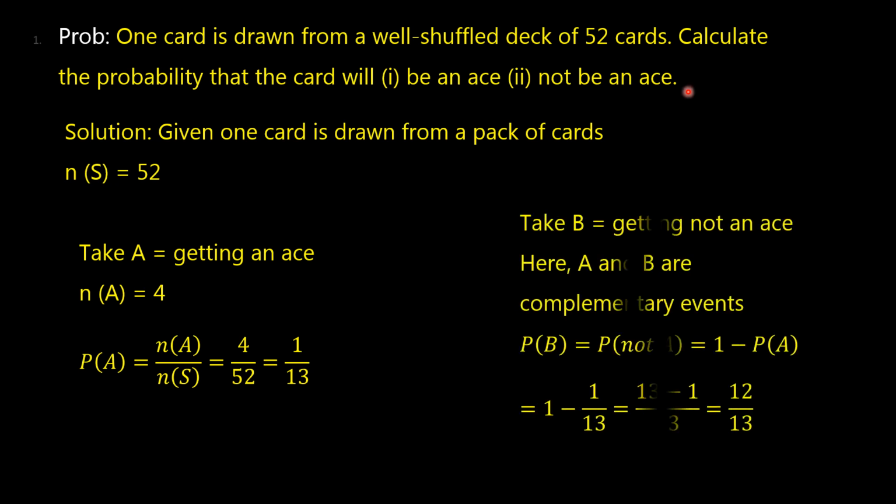Probability of getting not an ace. Take B is getting not an ace. Very clear, A and B are complementary events because B is not an ace, A is an ace. Simply B is nothing but not A. That's why P of B is equal to P of not A. The formula for P of not A is 1 minus P of A. 1 minus 1 by 13, on simplification, I'll get 12 by 13. This can be solved without using complementary events also, but better go for using complementary events. Therefore, probability of getting an ace we got 1 by 13. Probability of getting not an ace is 12 by 13.